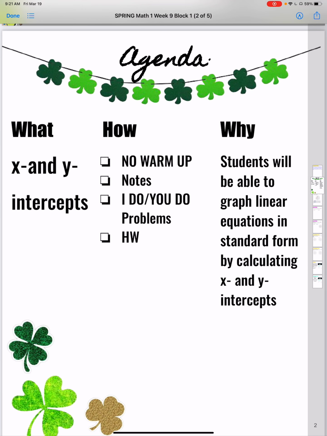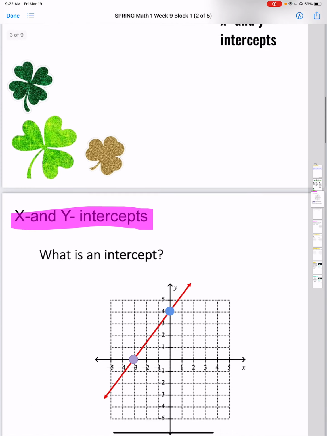All right, so we're going to go ahead and start off with X and Y intercepts. So that's the lesson for today. Don't have a warm up. You are going to take some notes with me, and then I'm going to do some problems. You're going to try some problems, and then whatever you don't finish is homework. All right, so by the end of the period, you're hopefully going to be able to graph linear equations in standard form by calculating X and Y intercepts.